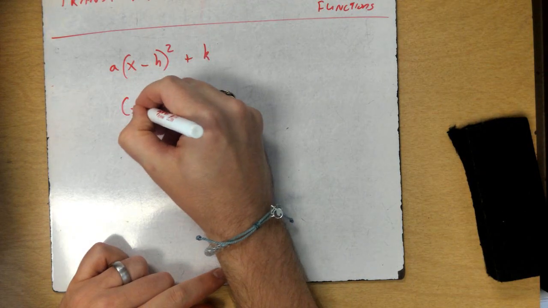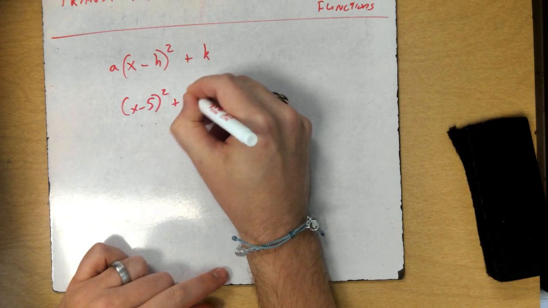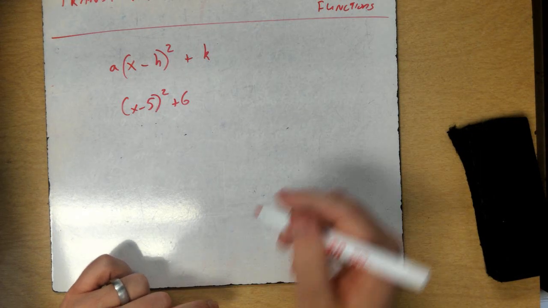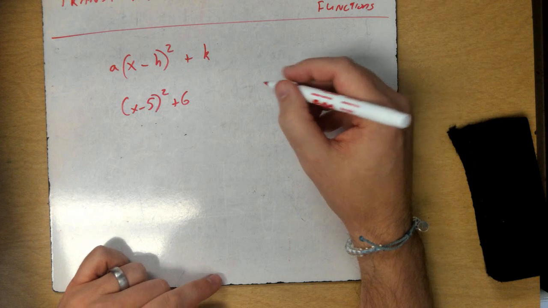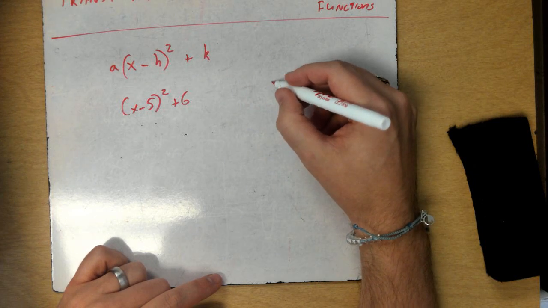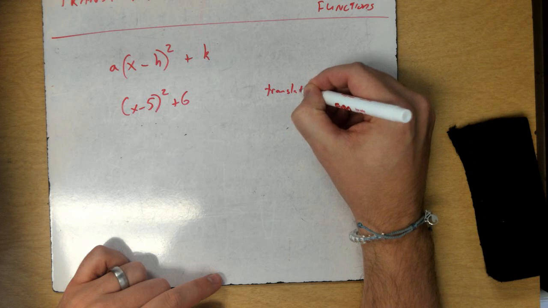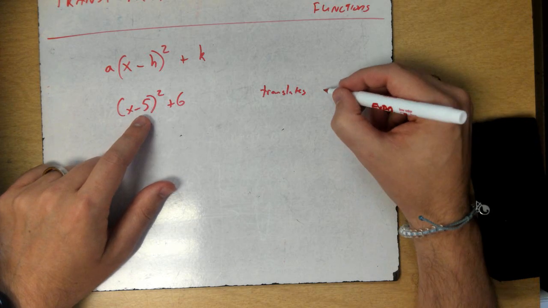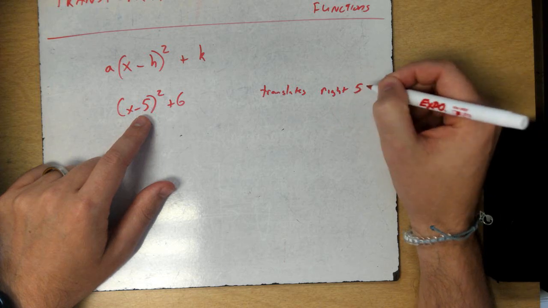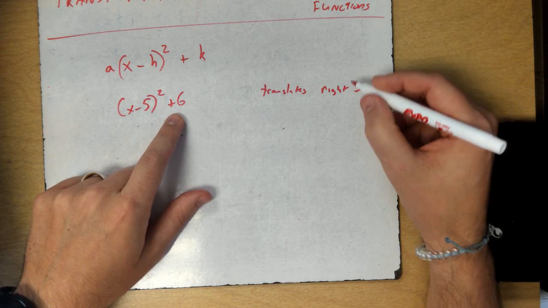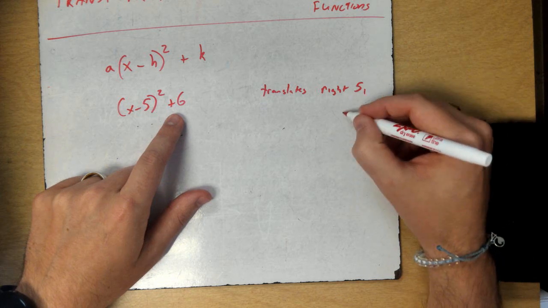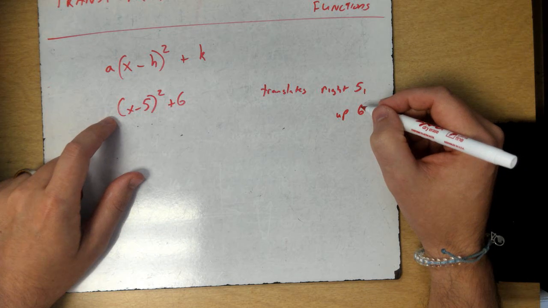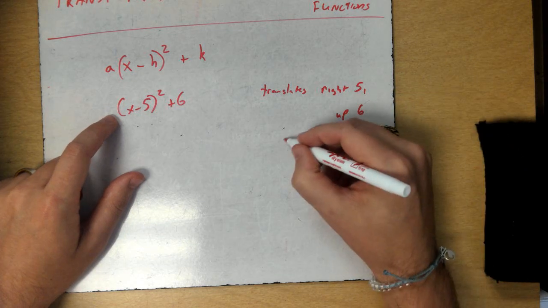Let's do x minus 5 squared plus 6. So if I do this, we have translations. Look in the parentheses, it's a minus 5. So it's going to go to the right 5, and then look here, it's plus 6. So it's going to go right 5, up 6. Now, is there an a in front? No. So our graph will stay the same.